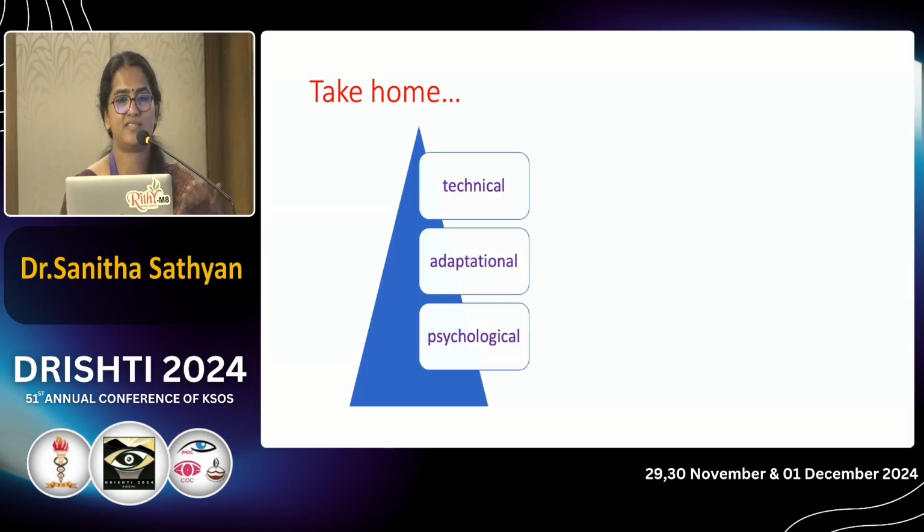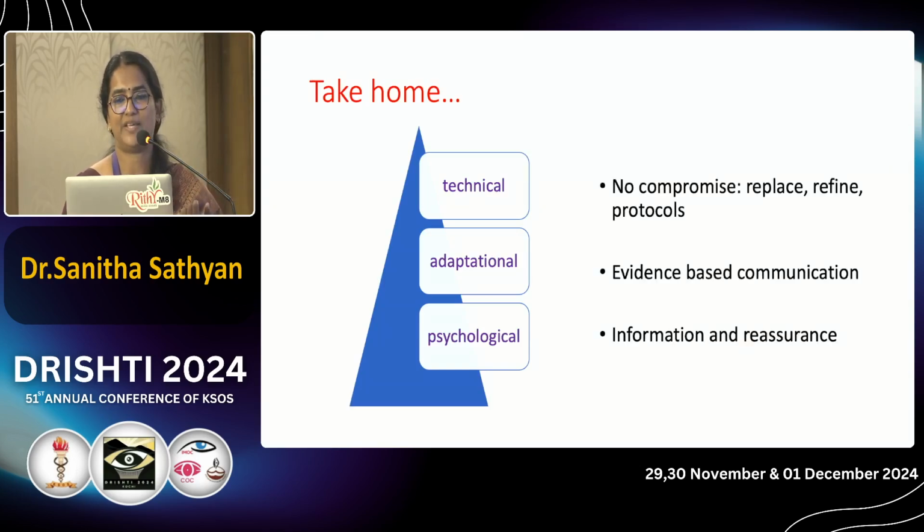So the take-home messages: we can have technical problems, adaptational problems, and psychological problems in spectacles. If there is a technical problem, it's a no compromise situation, because the patient has come to you for a service, and you have given a service which he couldn't use. So take responsibility. Maybe sometimes you will have to replace the glasses. And the next thing you should do is make an investigation, a CBI investigation in that sense. What went wrong? You talk with your team, about how to refine your protocols and how not to repeat it. That is very important. That is something which I have learned from my personal experience.